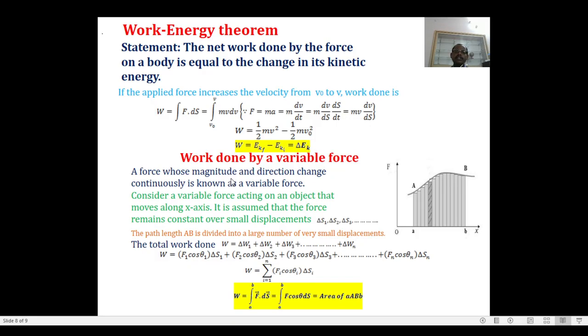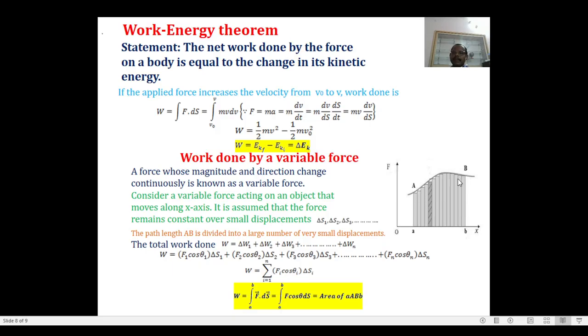Work done by a variable force. A force whose magnitude and direction change continuously is known as a variable force. Suppose force F is taken along the y direction and displacement is taken along the x direction. Consider a variable force acting on an object that moves along the x-axis. It is assumed that the force remains constant over small displacements delta S1, delta S2, delta S3 and so on. Now this can be graphically represented like this. The object is displacing along a curve from capital A to capital B.